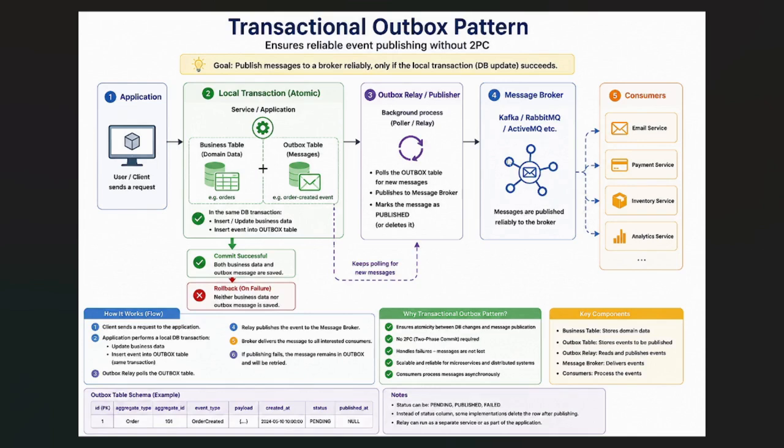Messages are not lost. It is scalable as well. You can have multiple instances of the outbox relay if the number of orders is increasing, and it is a completely asynchronous process. So this is the transactional outbox pattern. And what are the key components? Obviously, you have the business table, you have the outbox table, you have the outbox relay process, and then there is a broker and consumers.